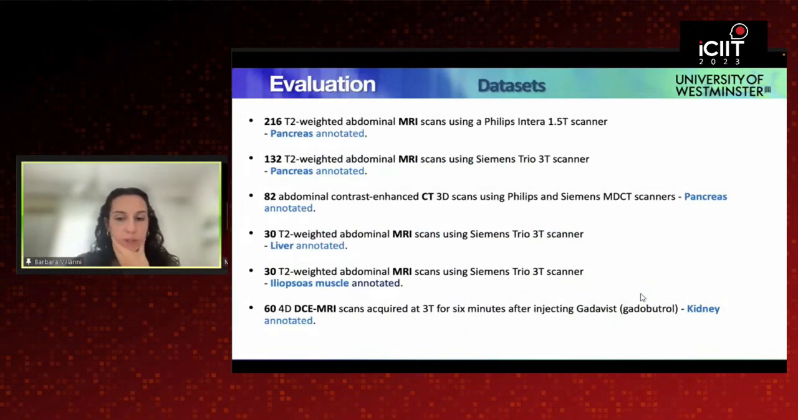So we use a high amount of data for different organs and modalities. We collected this data and we manually annotated it with the help of expert radiologists and radiographers. So we can access the following datasets. As you can see, we have 6 different datasets of MRI, DCE-MRI, and CT modalities, targeting different abdominal structures, such as the pancreas, liver, kidneys, and iliopsoas muscle.